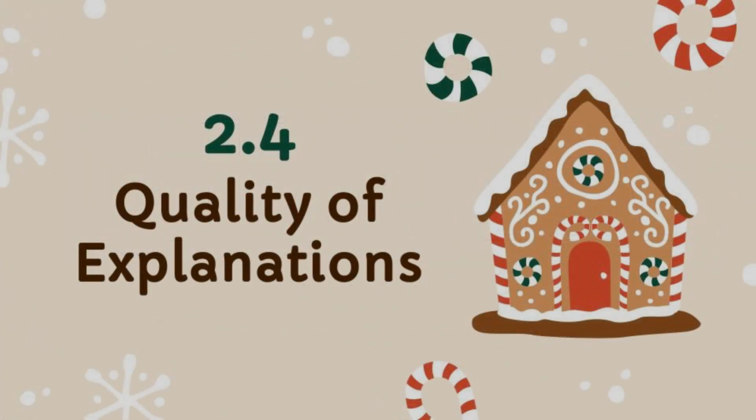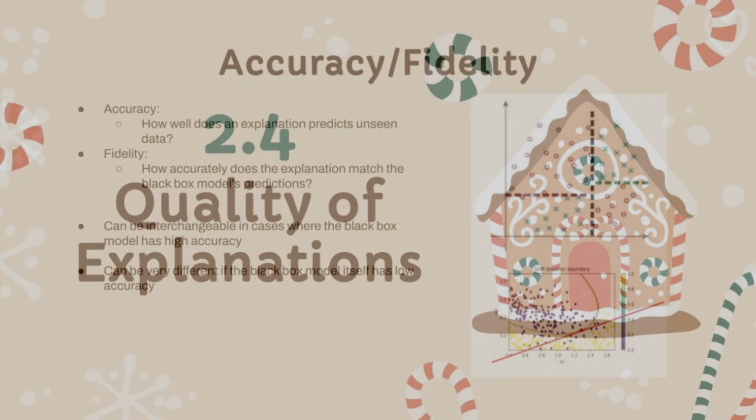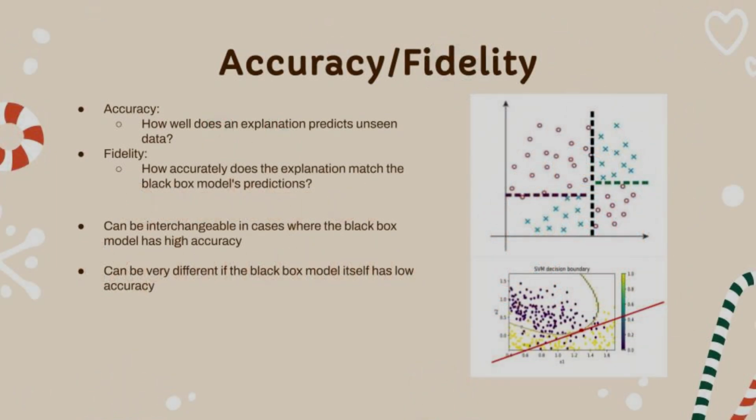To qualify the explanation, we chose to analyze the surrogate model used in the simplification-based technique using three different metrics: accuracy, fidelity, and stability. Accuracy consists in the rate of correct predictions that the explanation makes using real data. Fidelity consists in how accurately the explanation matches the black box model's predictions. In some instances, this can be interchangeable, as an accurate explanation reflects an accurate black box model. However, in the cases where the model's accuracy is low, low accuracy in the explanation is a better reflection of the model and conveys higher fidelity.